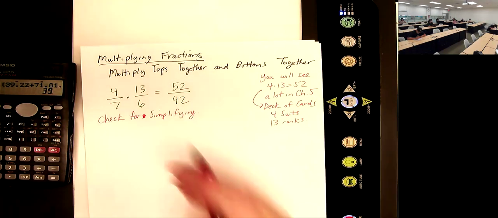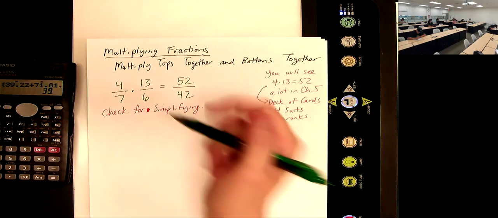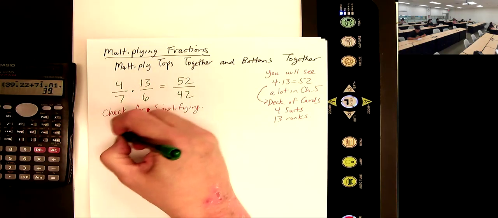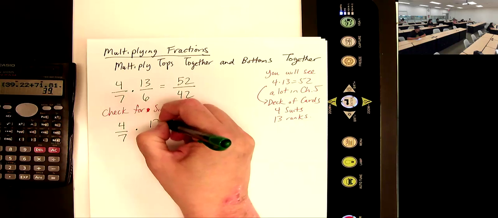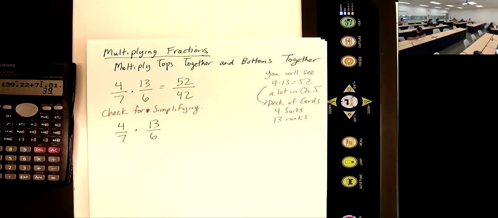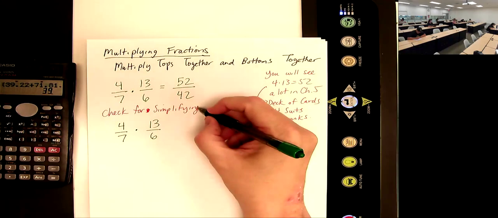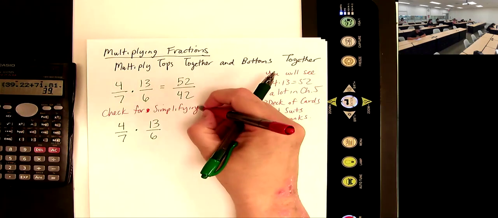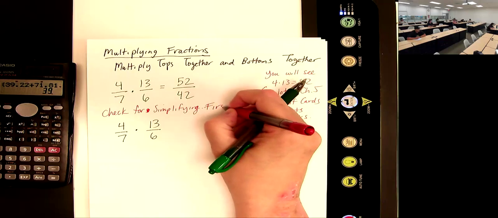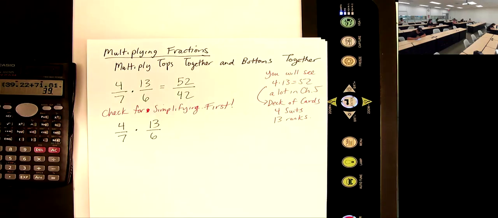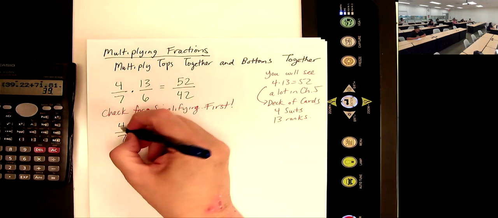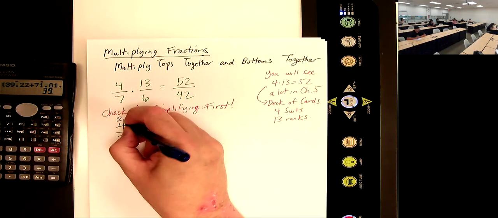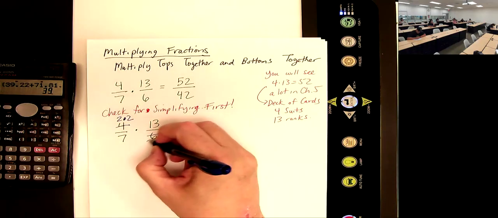The easier way to do that actually is to do it before you multiply. So I'm gonna rewrite that situation right there. Check for simplifying first. So 4 is 2 times 2. I'm gonna write that above it. And 6 is 2 times 3.